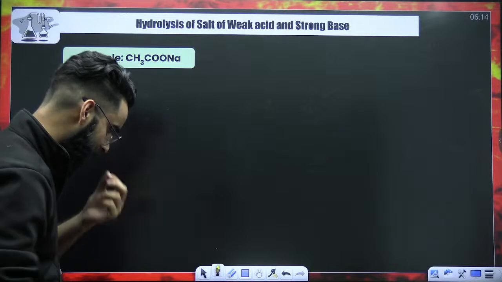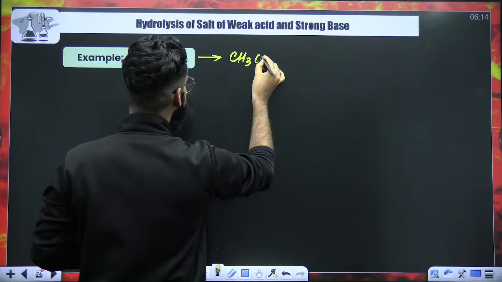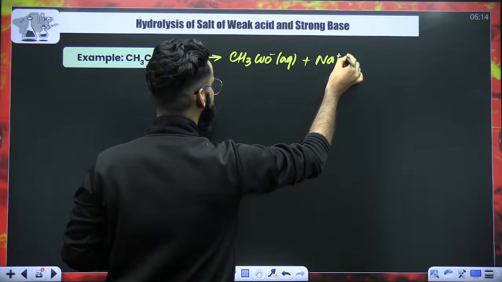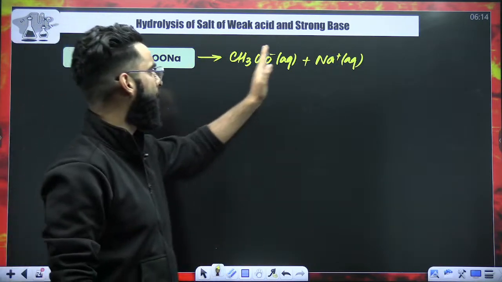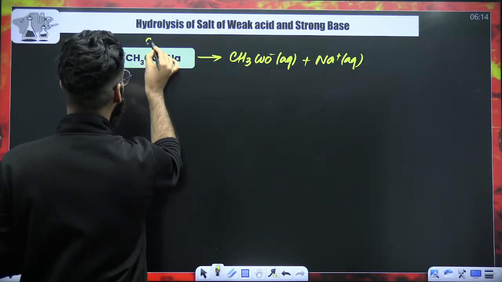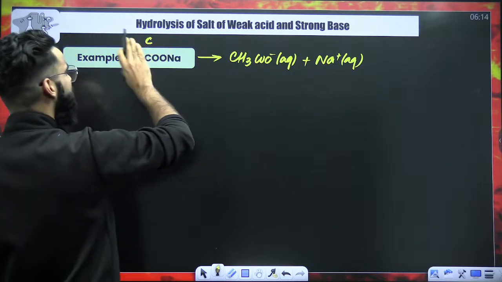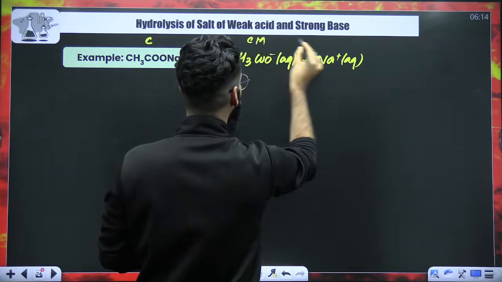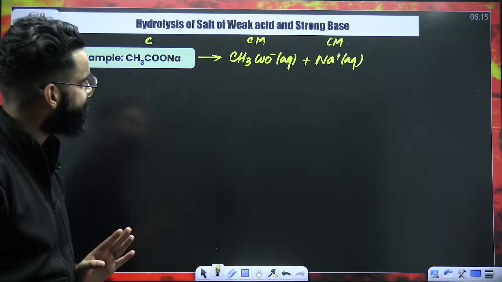Now tell me one thing. When you introduce the salt into water, it is going to lead to the formation of CH3COO negative, and with that, you'll be getting Na positive. This is understood, right? When salt is introduced in water, it will be broken down into its ions. Let's assume that the concentration of the salt was C. This was zero initially. Now imagine this salt got entirely converted into its ions. So the concentration of this ion is C molar. The concentration of this ion in the container is also C molar, right?